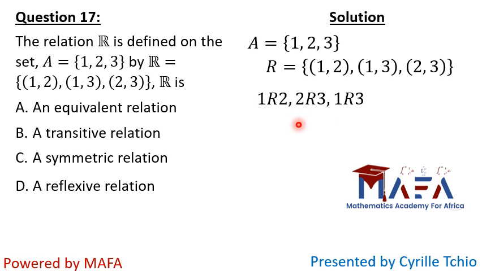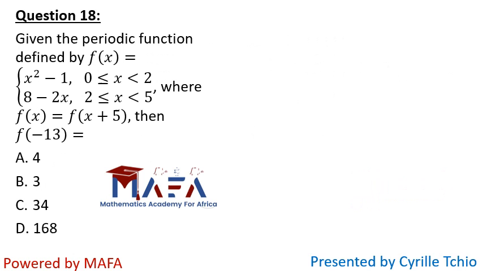So if you see, this is the definition of a transitive relation. The answer is B. So the relation is transitive. So let us move to question 18.